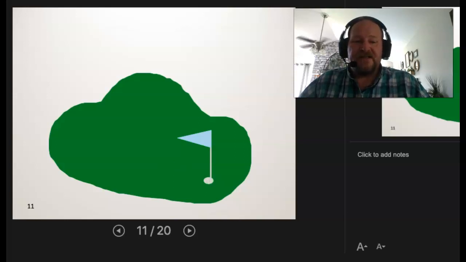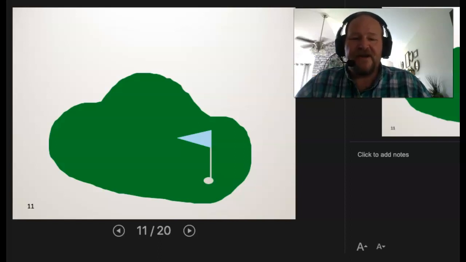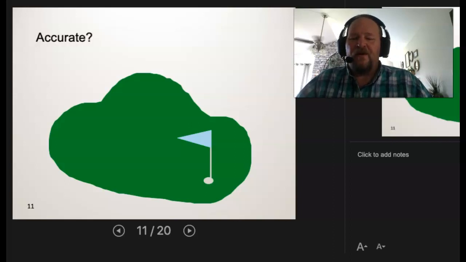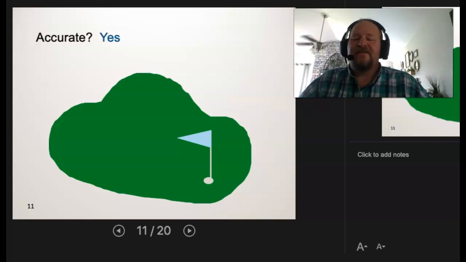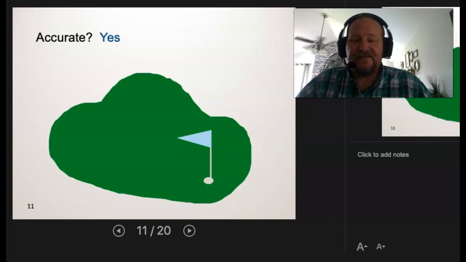All right, it was the 19th hole in putt-putt, and we just won a free game as we were able to get a hole in one. Were we accurate? Yes, of course we were. We got a hole in one. That's pretty awesome. Were we precise?